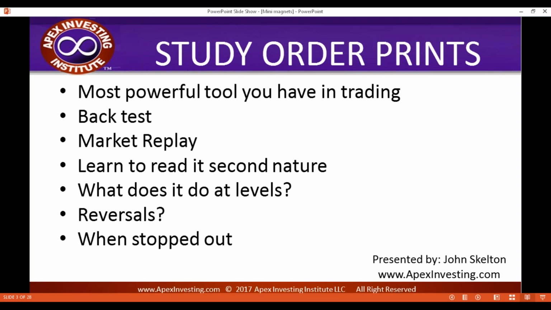Spend time back testing it, do some market replay. Learn to read it second nature. As you're trading throughout the day, as you're watching the markets, watch order prints and start to get a feel for your market. Start to get a feel for order prints. What does order prints do at levels? Learn to watch what it does at levels. When it reverses at levels, what did order prints do at a level reversal compared to what order prints did when it broke through a level with more volume? Learn how to read those things.